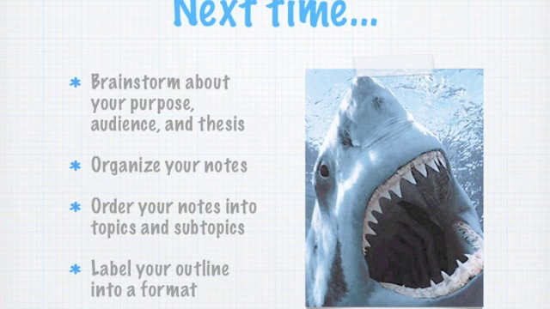So next time you start to freak out about an outline, don't. You're not about to be attacked by Jaws. Instead, brainstorm about your purpose, audience, and thesis. Organize your notes. Order your notes into topics and subtopics, and then begin formatting your outline by labeling each topic so that it makes logical sense.